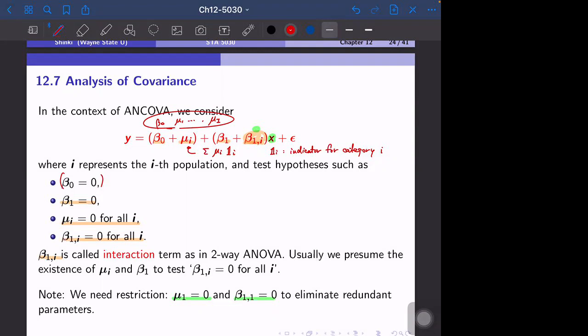So usually we have to set one parameter equal to 0. That means we have to assume either mu_1 is equal to 0, or sometimes the summation of mu_i is equal to 0. The same thing for beta_1. We can either set beta_11 equal to 0, or the summation of beta_1i over i equal to 0. So we need some restrictions.